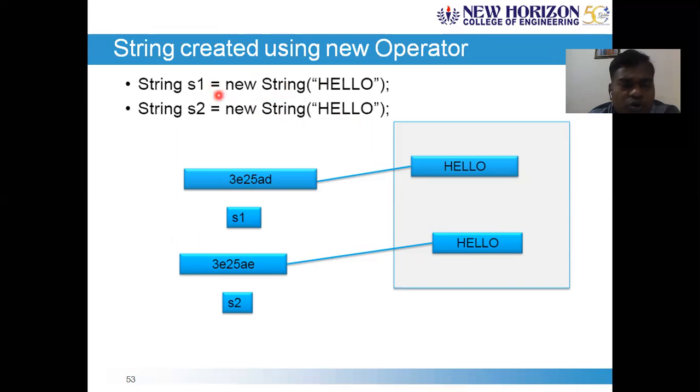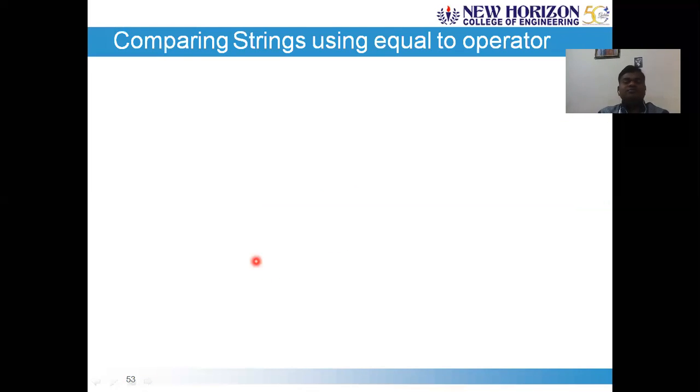When you use new, even though the characters are the same, the objects are not the same. Separate objects will be created, and the value of the first object is also hello and the value of the second object is also hello. And the hash code assigned for each of these objects will be different, definitely. So 325AD and 325AE, a different AD and AE. The generation of the hash code is not in our control. Your operating system will assign it.